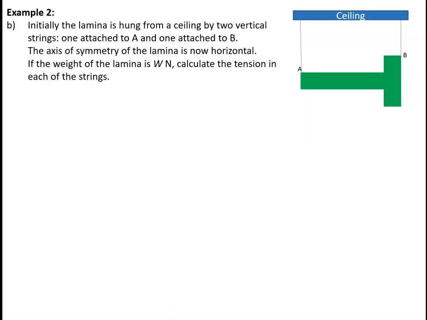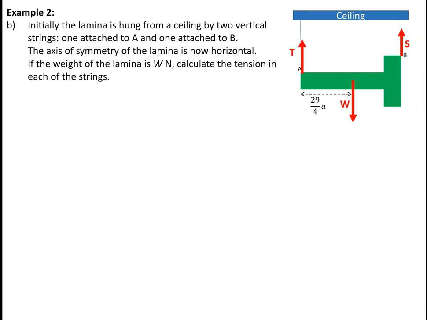Initially, we're told the lamina is hung from a ceiling by two vertical strings, one attached to A and one attached to B. The axis of the lamina is now horizontal. If the weight of the lamina is W newtons, we have to calculate the tension in each of the strings. So let's add the forces onto the diagram. We've got the weight acting at the centre of mass, which we know is 29/4 a up the T shape.